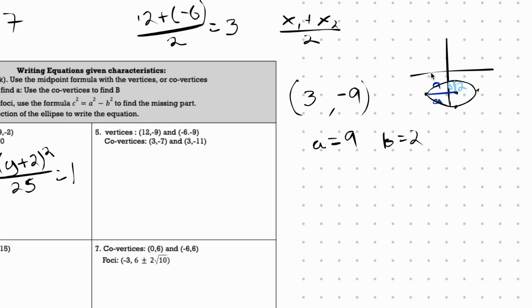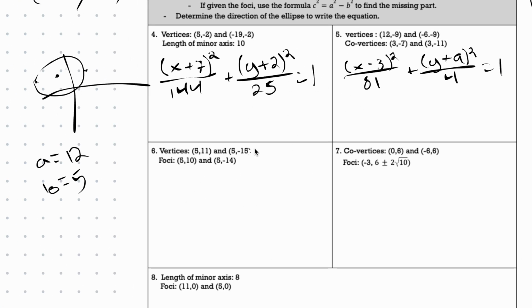So this is stretched horizontally, right? Our major axis is running horizontally, so we're going to have our x portion over our a value: x minus 3 squared over a squared, 9 squared, which is 81, plus y minus negative 9, y plus 9 squared over b squared, so 2 squared, which is 4. That's our equation.